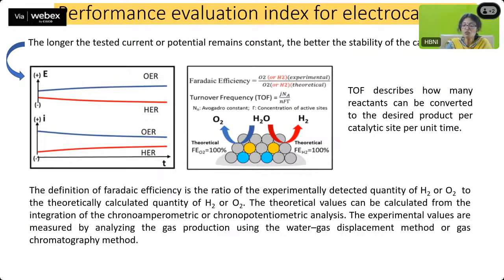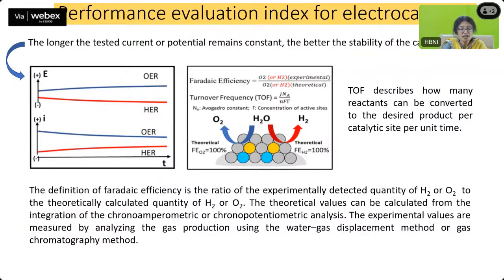So this turnover frequency is a very important number when you talk about any catalyst. It describes how many reactants can be converted to the desired product per catalytic site per unit time. And this TOF is a very important factor. This number has to be as high as possible if you want to develop a good catalyst.